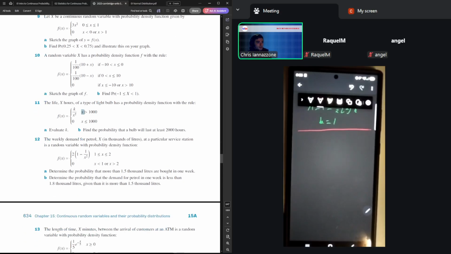Solve for k. In this case it's going to be a matter of doing your definite integral from 1000 to infinity, setting it equal to 0. That gets you your k. Probability that a bulb will last at least 2000 hours, so that means 2000 or more, which means 2000 is your lower bound and infinity is your upper bound.